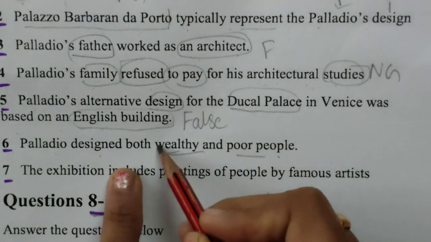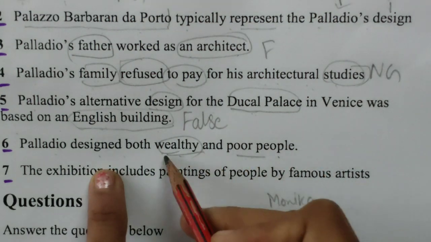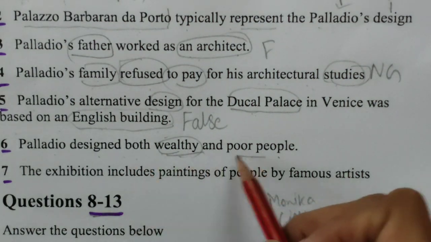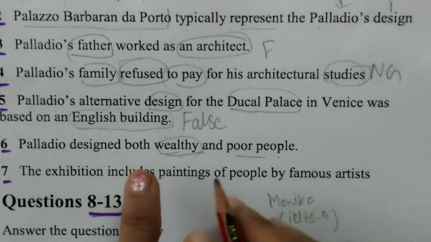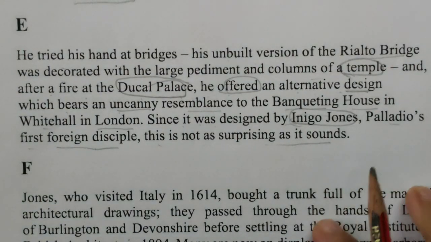This was so, 6th number, Palladio designed for both wealthy and poor people. Okay, now if he had designed for both poor and rich people, then true. If he had designed only for wealthy, then false. And if they are not describing for whom he had designed his architecture, then definitely not given.